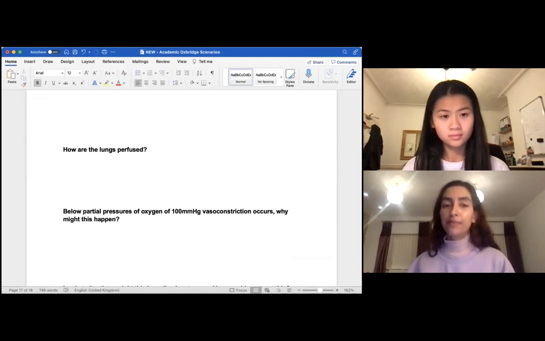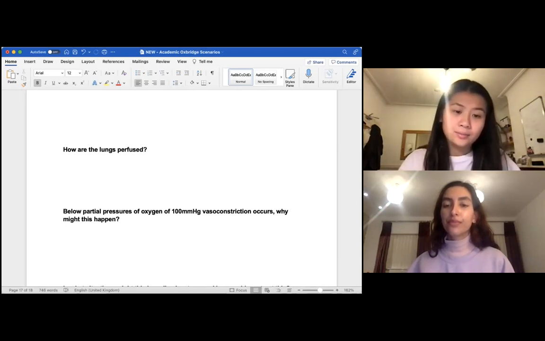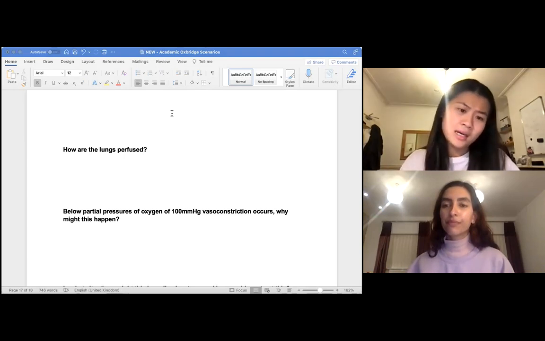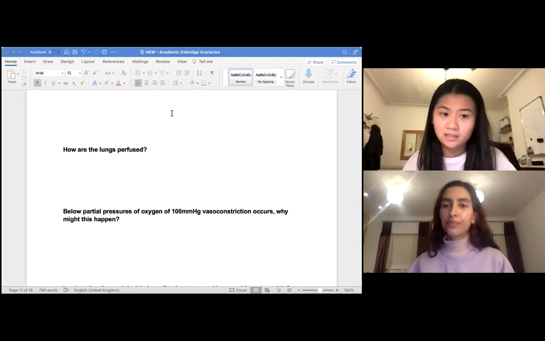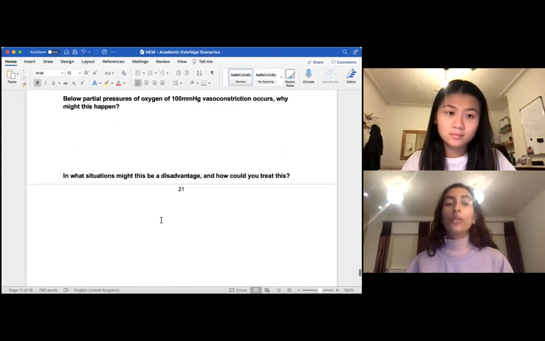Why might this happen? Well, sometimes there will be blockages in parts of the bronchi, and these prevent the areas of blood from being ventilated. And also, the body directs blood away from these areas towards better ventilated regions through vasoconstriction. Okay. And the final question. In what situations might this be a disadvantage, and how could you treat this?